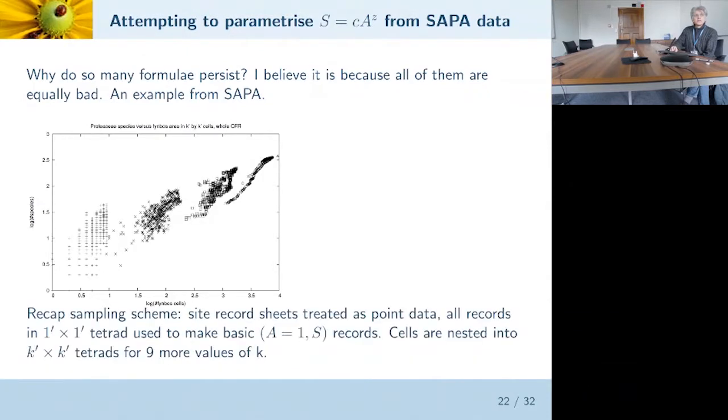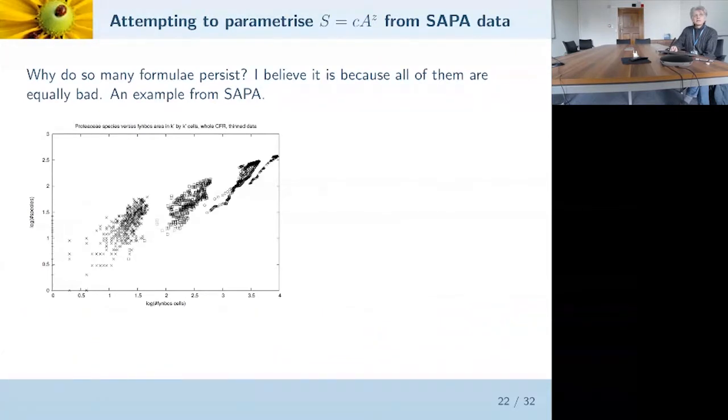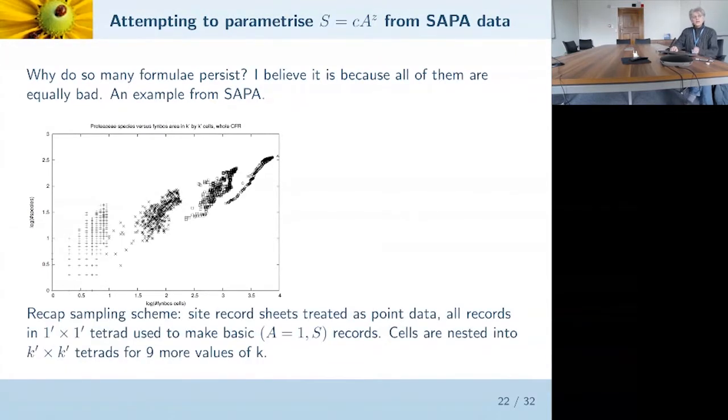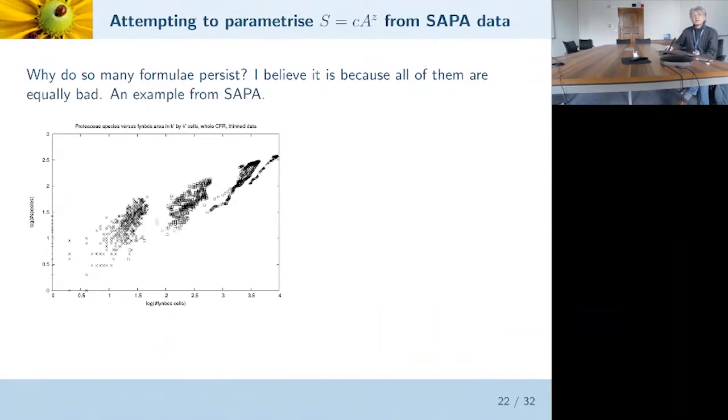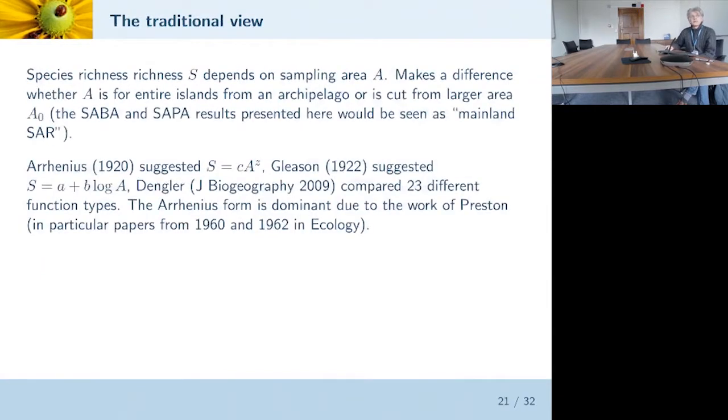So the smaller ones are noisier, and the bigger ones become threads. So we can fit this if we just attempt to parameterize S equals C times A to the Z, as I may not have mentioned, S equals C times A to the Z, there's another one.